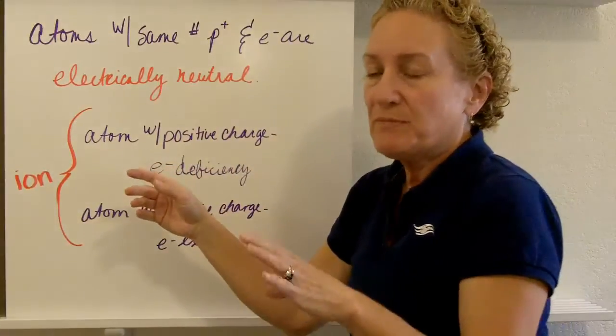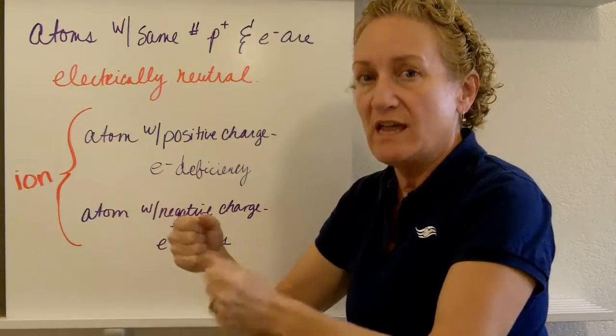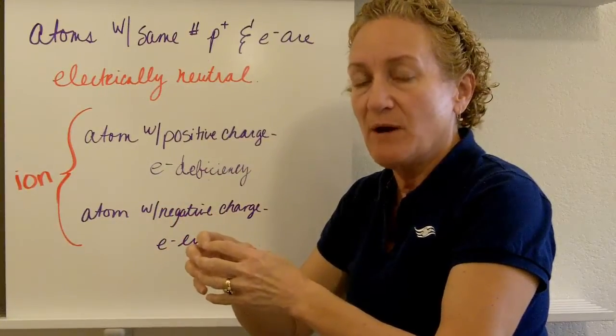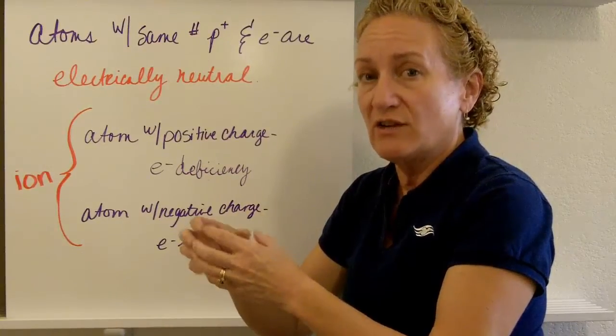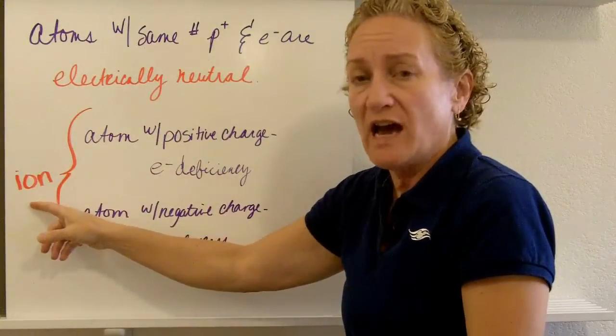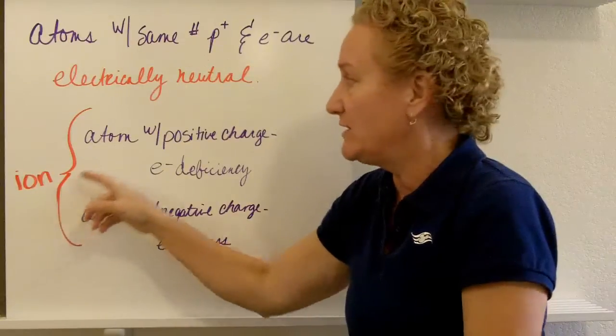However, sometimes, and we'll get into this in a later video, atoms want to either give or take electrons. And if they don't have the same number of positive and negative charges, if they have a different number of protons and electrons, they're going to have a charge. It's no longer called an atom. Now it's called an ion. So an ion is simply an atom that has given or taken electrons.